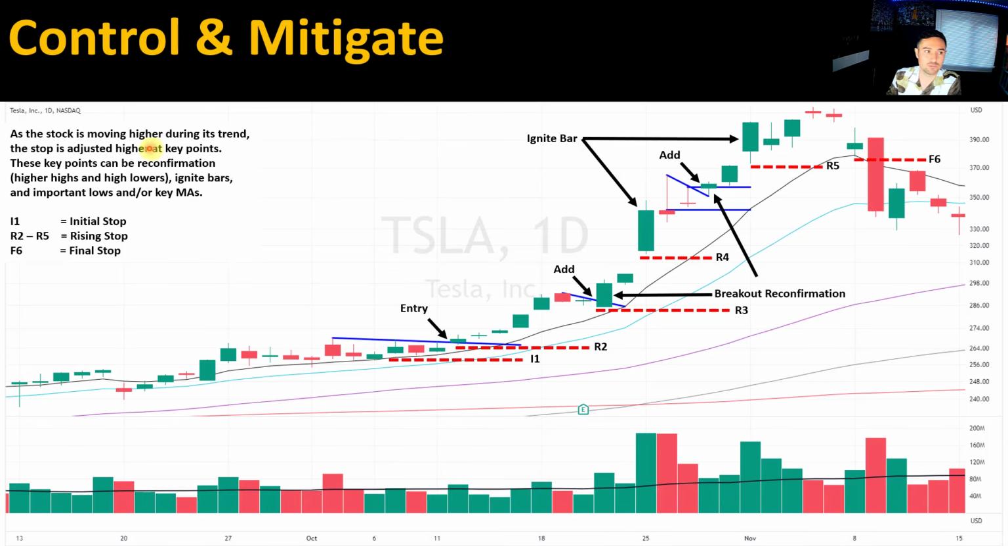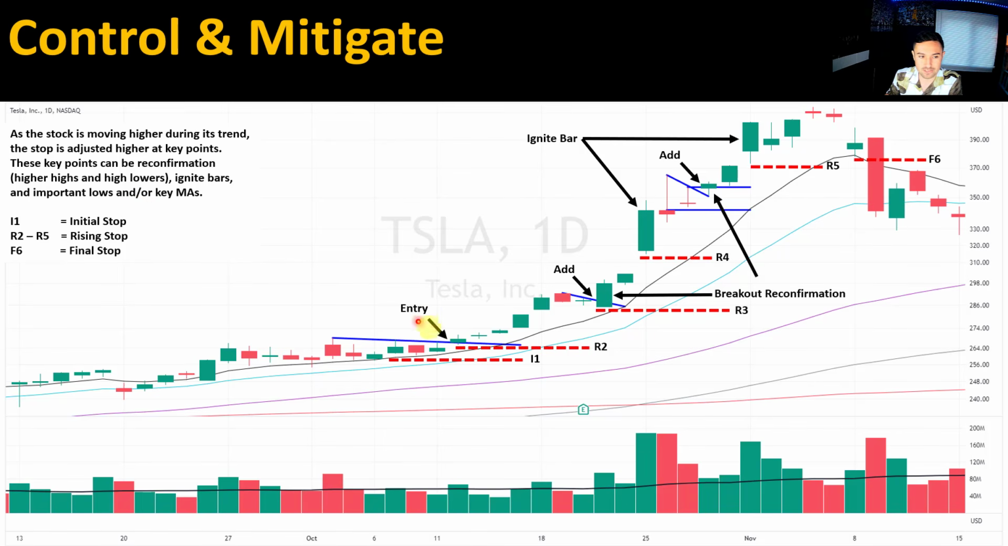Here's thinking about one. As the stock is moving higher during its trend, the stop is adjusted higher at key points. These key points can be reconfirmation, so basically where the trend is making higher highs and higher lows, ignite bars, which we'll talk about, and important key moving averages and/or stop losses. So what I've just tried to do here is show you an example of Tesla, how Oliver is thinking about moving his stop loss up. We're talking a little bit about optimizing profits here as well, but I'll give you guidelines on that and quotes as we get to that section.